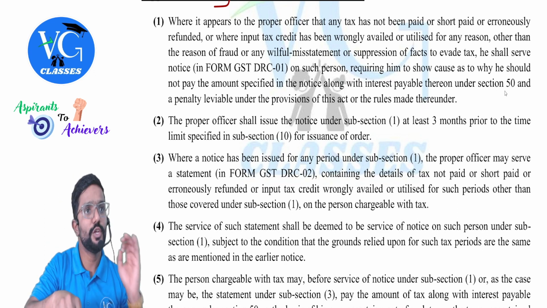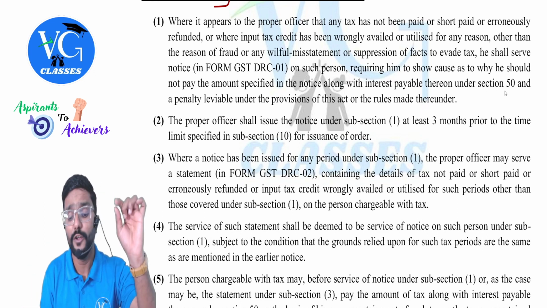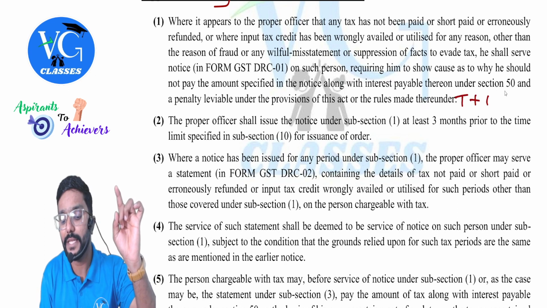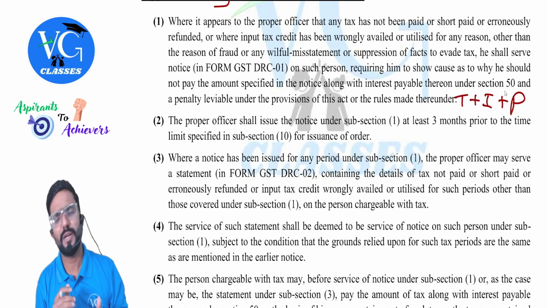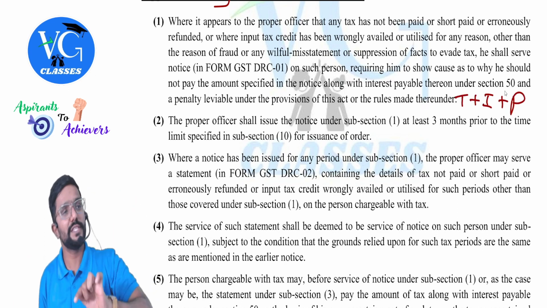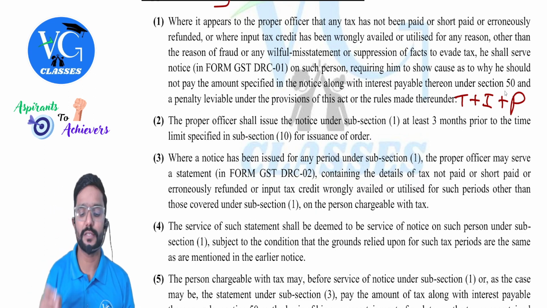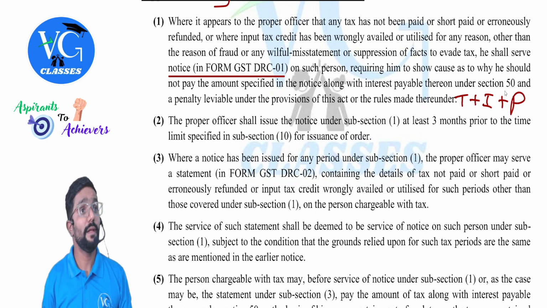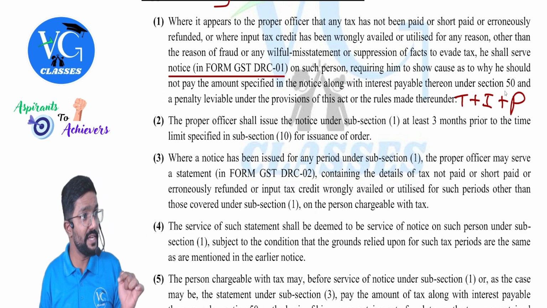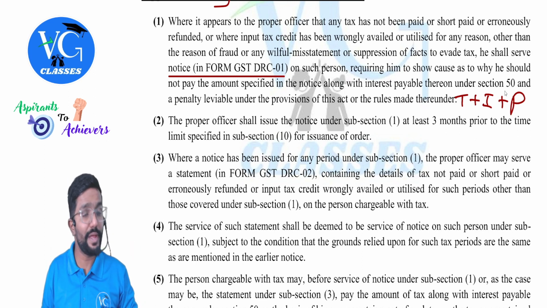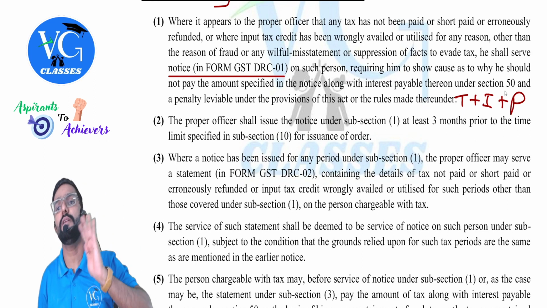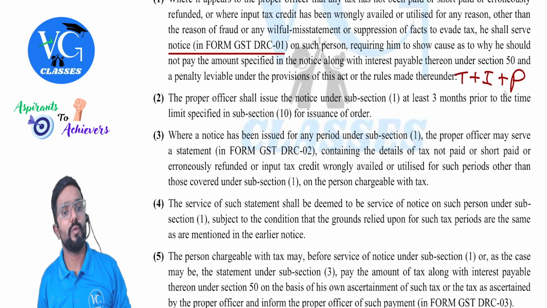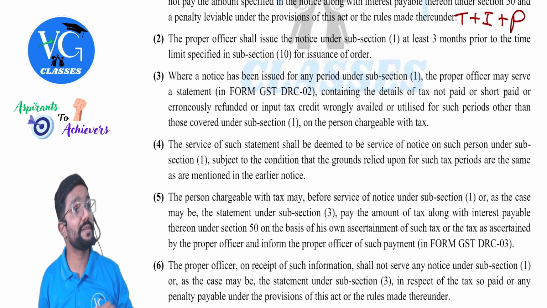So simple, guys. Notice is issued for what amount? Tax plus interest plus penalty. But penalty may not be there always. But if it is there, should they mention it in the notice? Yes. So in the notice, all this information has to be mentioned, guys. Even the amounts: how much tax is pending, on that how much is the interest as on today, plus if penalty is also applicable, how much is that? And the time limit to issue that notice is also given in the law.